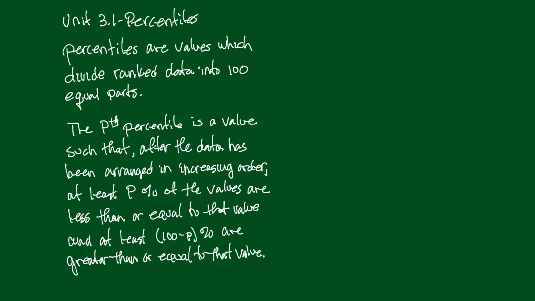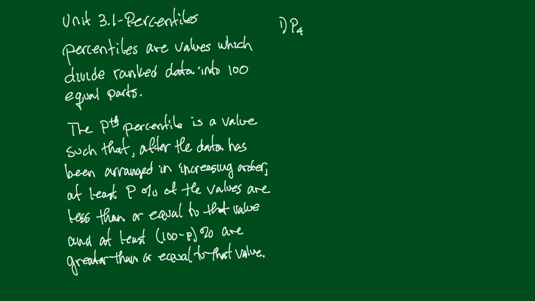So here's what we're going to say. The pth percentile is a value such that, after you arrange the data in increasing order, at least p% of the data is smaller than that number, and then at least 100% minus p% is greater than that value. Here's some examples.